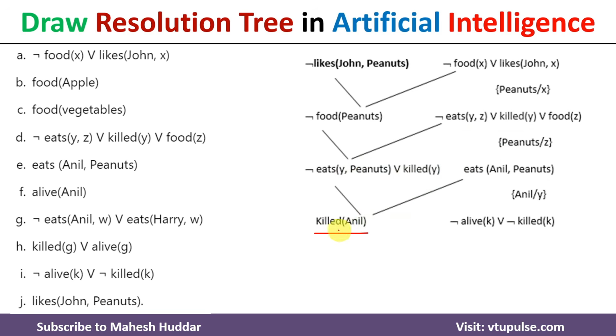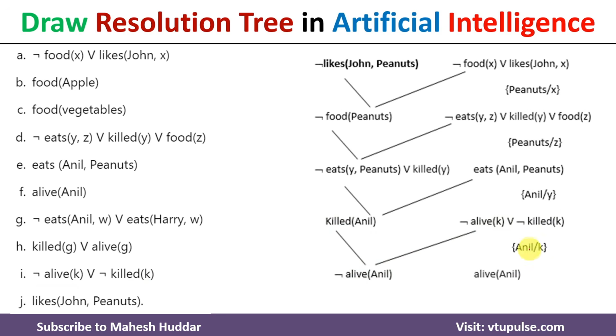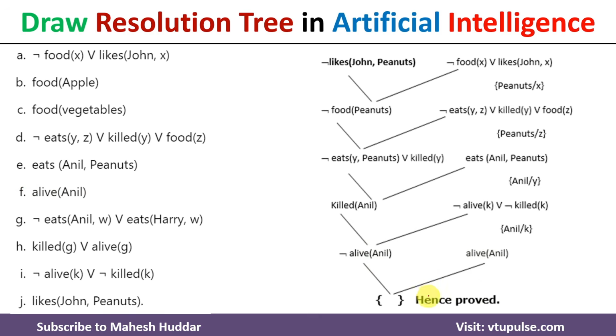Now we want to cancel this killed of anil here. Where there is a killed present, you can see here negation of alive k or negation of killed k is present here. So we take this one. We will replace this k by anil in this case. So this killed of k and killed of anil will get cancelled. What is left is negation of alive k over here. K is replaced with anil, so that's the reason it is negation of alive anil in this case. Now we will go with this F here. What does it say? Alive anil. So that is what I have taken here. Alive anil, negation of alive anil, both will get cancelled. What is left over here is what is called the empty set.